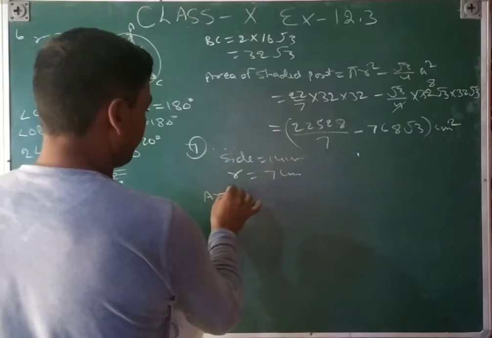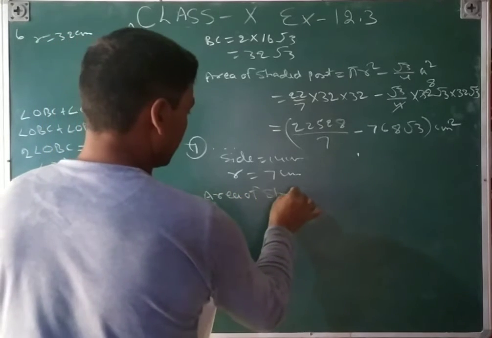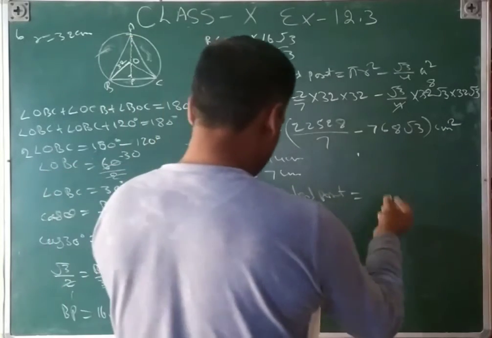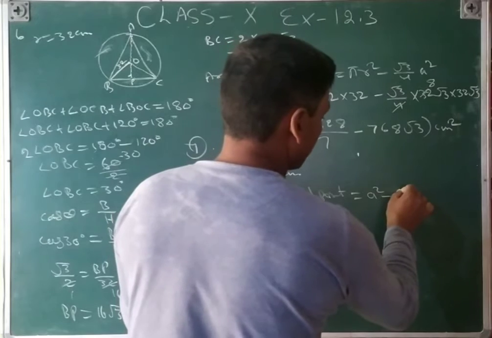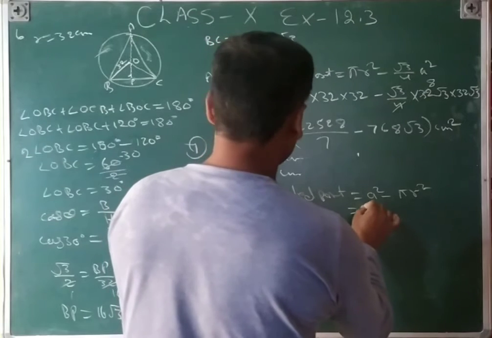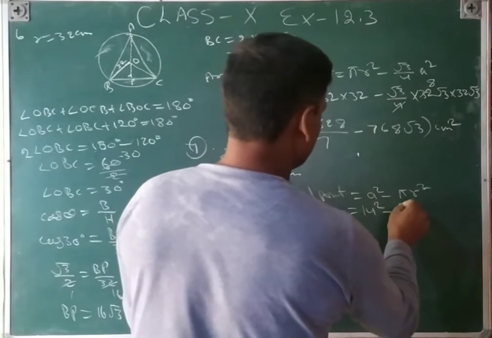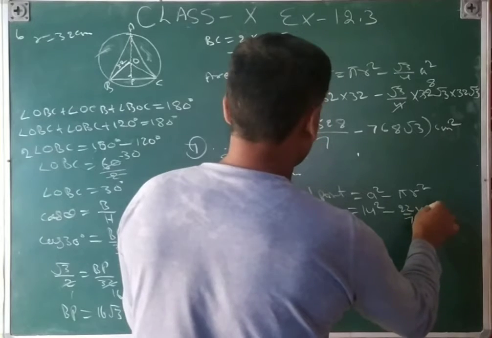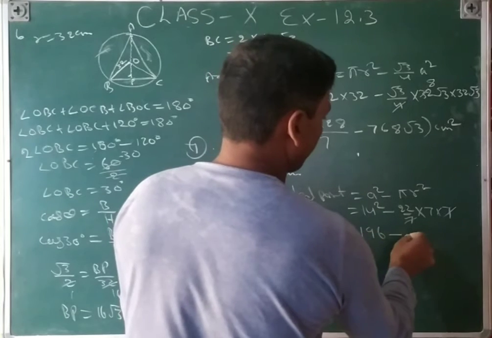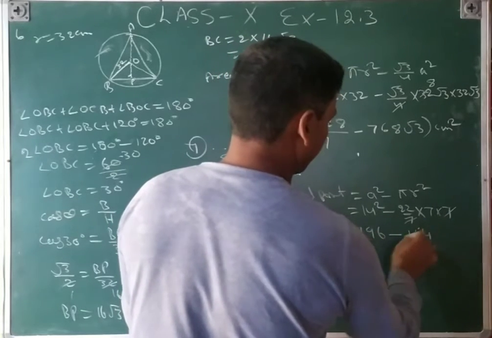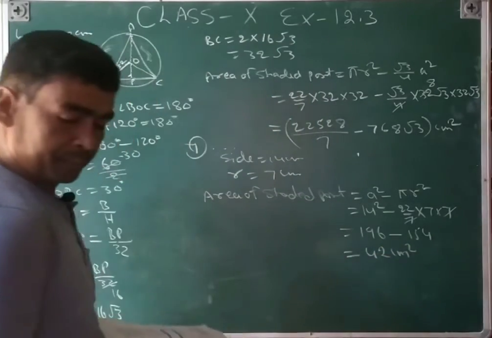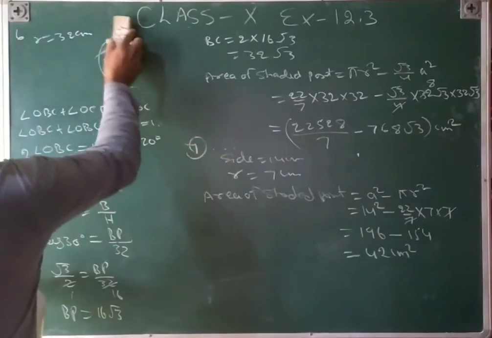So area of shaded part is equal to area of square minus area of circle, pi r square, because 4 quadrants make a circle. So area is 14 square minus 22 upon 7 into 7 into 7. 7 cancels by 7. So 14 times 14 is 196 minus 154. So that subtraction will become 42 centimeter square. And then next question, 8th.